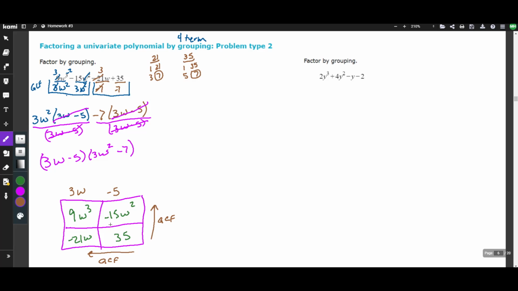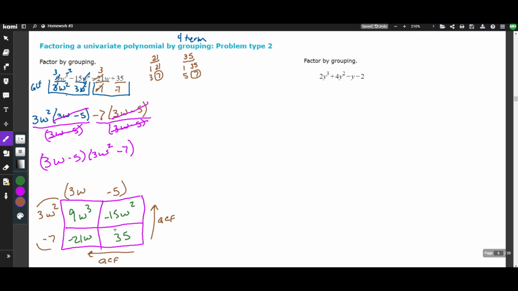And then going across the first row, between 9W cubed and -15W squared, I can pull out a 3 and a W squared. And then between -21W and 35, I can pull out a -7. There are no letters between them, and it has to be the negative because the first box was a negative. If I'm looking at my outside edges, these are the binomials that I have.